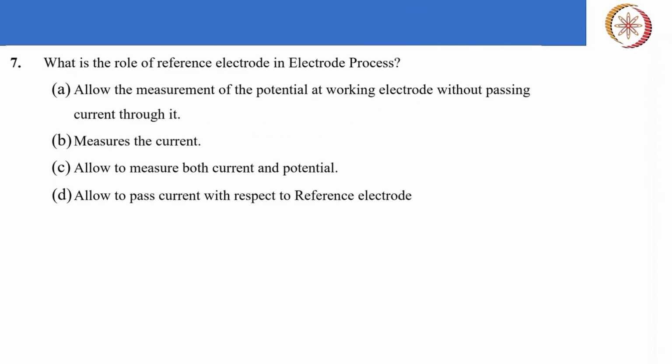So what is the role of the reference electrode in the electrode process? Allow the measurement of the potential at the working electrode without passing current through it. Measure the current. Allow to measure both current and potential. Allow to pass current with respect to the reference electrode.